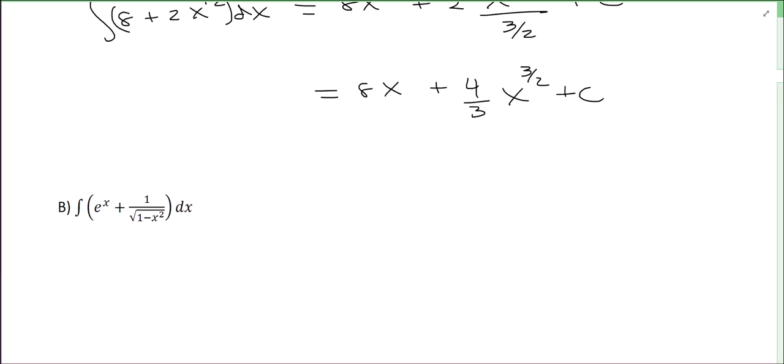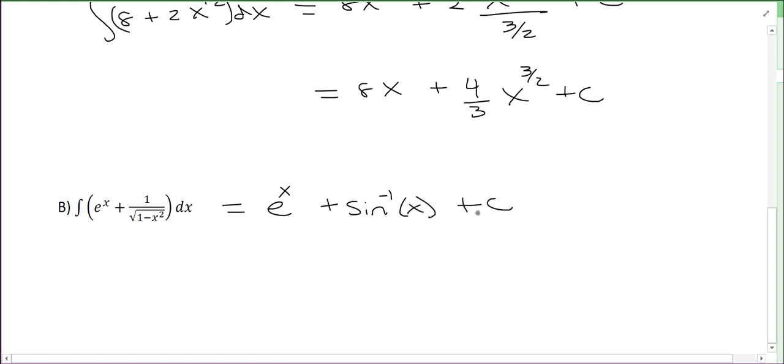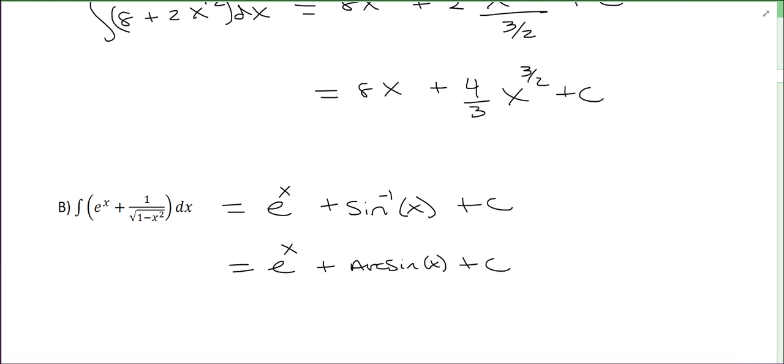And so here we recognize this, the antiderivative of e to the x is e to the x, and recognize this as the derivative of inverse sine. So that means the antiderivative of 1 over the square root of 1 minus x squared is sine inverse of x, and then plus c. You could also write this using the arc notation, so we could say plus arc sine of x plus c.